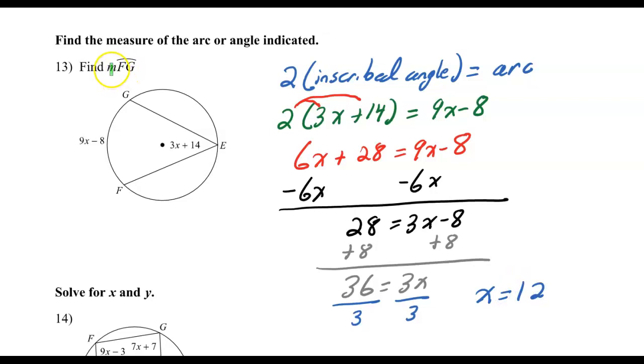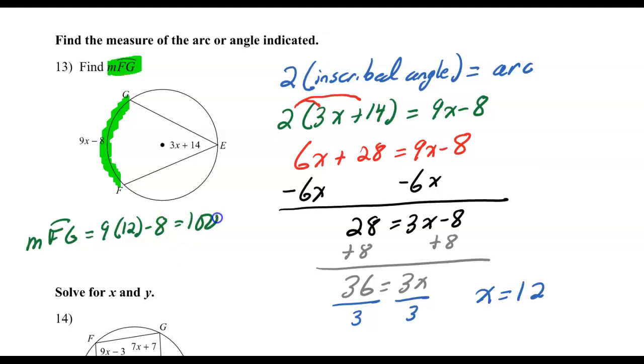In this particular problem, I want the measure of FG, which is the arc. So I'm going to plug 12 into the x. So 9 times 12 minus 8. I will get 100 degrees.